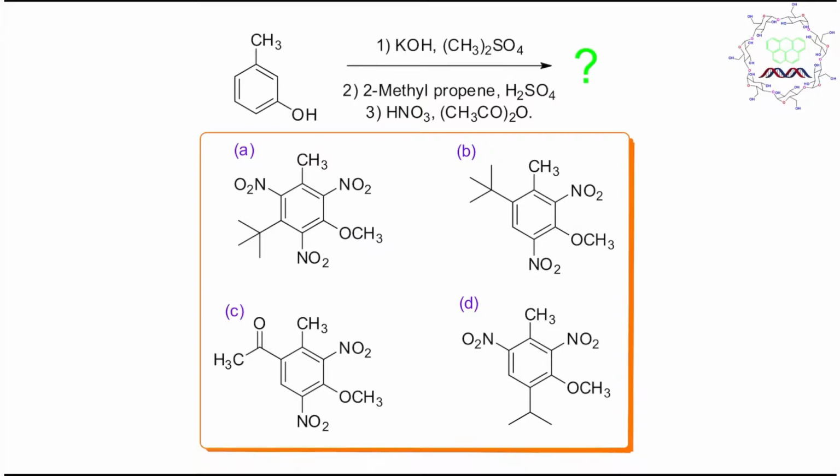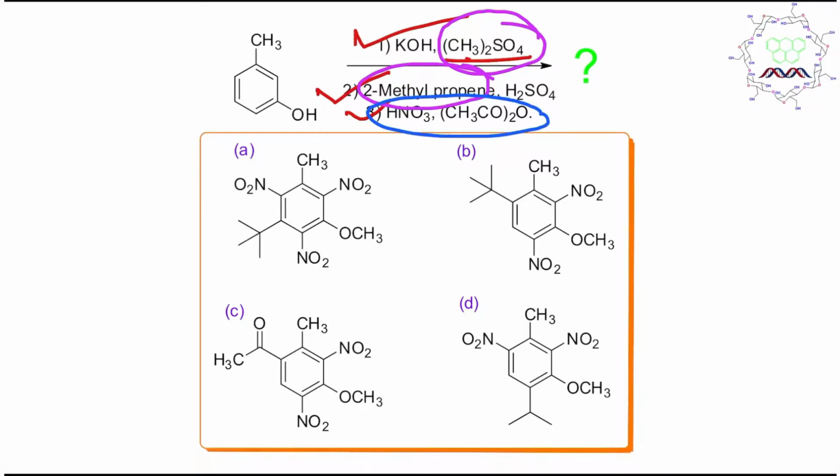Now this reaction you can see has three parts. One is KOH and dimethyl sulfate, means DMS, second is 2-methyl propene, and third is nitric acid. Before going to details, I request you, students, please pause here and try to remember the structure or property of this dimethyl sulfate, 2-methyl propene and this reagent, nitric acid, acetic anhydride. If you are able to do this, the problem becomes very easy.